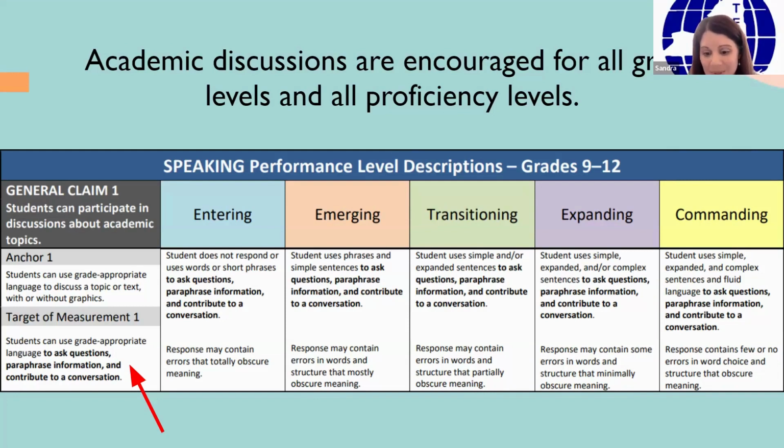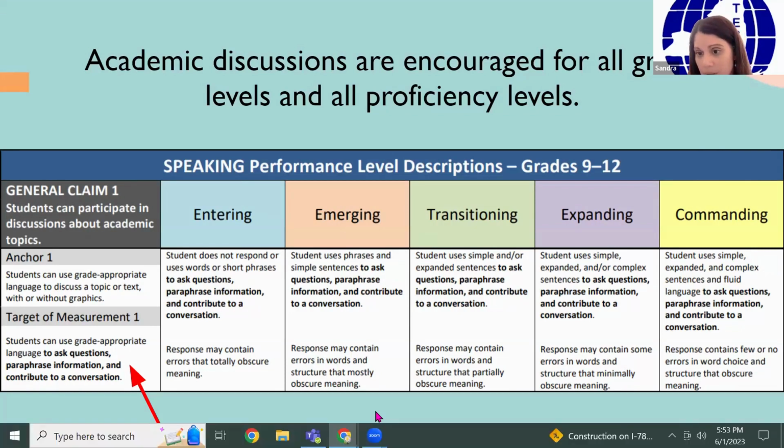Okay, so we're going to discuss a bit the research behind it, but before we dive deep into the research, I want to talk a little bit about speaking performance level descriptors, and I'll go through them. Just hold on one moment.